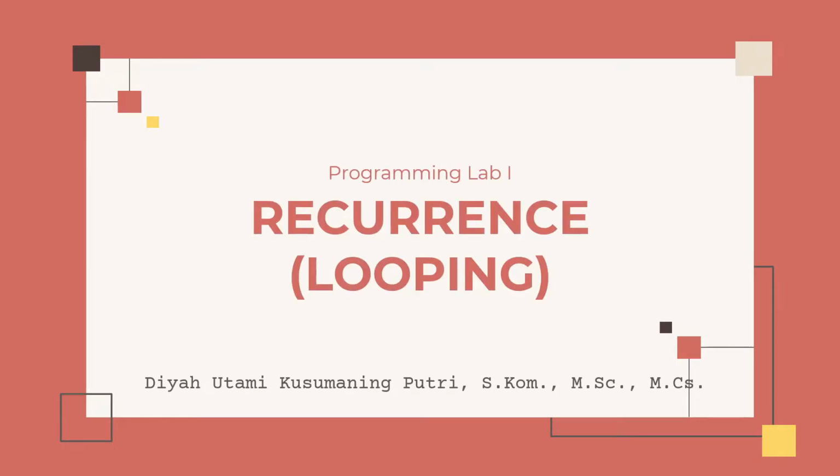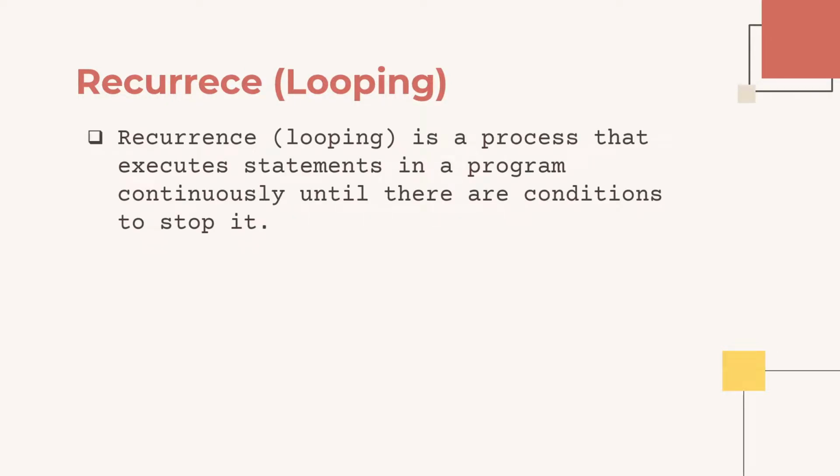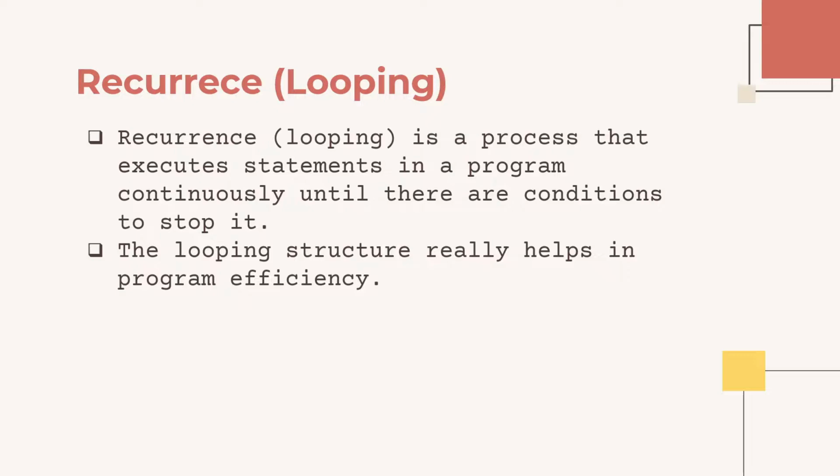Welcome to the video explanation of Programming Lab 1. In this video, we will discuss recurrence or looping in the C++ programming language. Recurrence or looping is a process that executes statements in a program continuously until there are conditions to stop it. And the looping structure really helps in program efficiency.